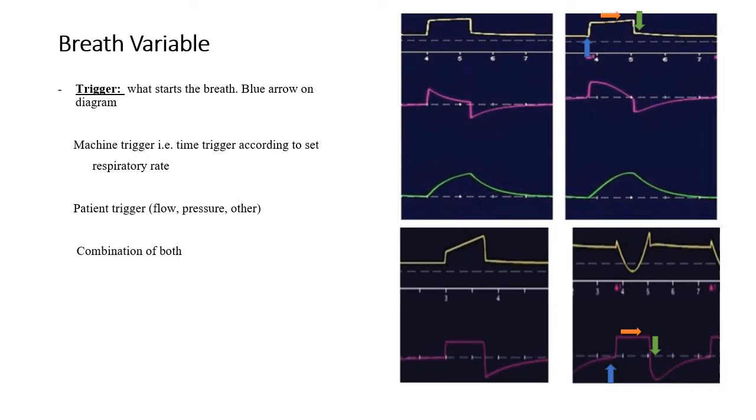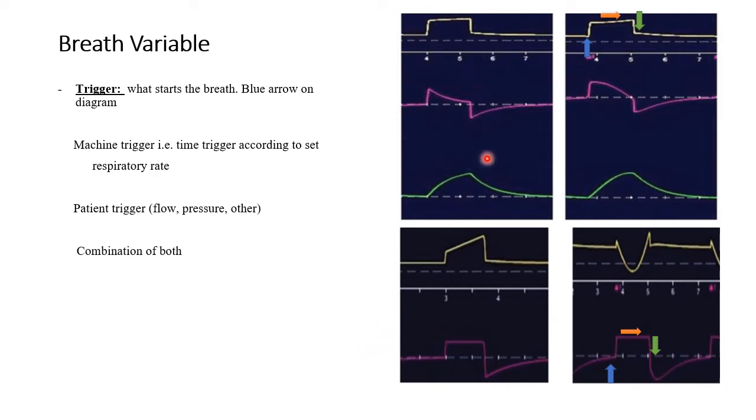Describe the breath during mechanical ventilation. The breath is divided into two parts, inspiration and expiration. When we describe the breath, there are three things to talk about: the trigger, what starts the breath; the limit, what continues the breath or the maximum; and what cycles, what ends the breath. Here we'll talk about the trigger.